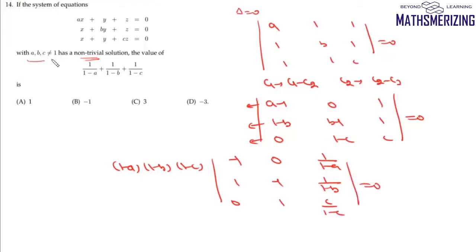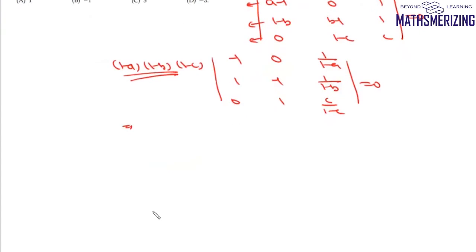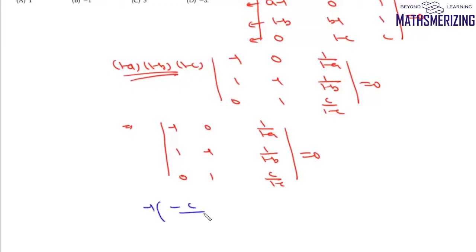Now in the question it says A, B, C, they are unequal to 1. So this cannot be 0. That means the only option that we'll have here is this determinant, minus 1, 0, 1 upon (1 minus A), 1, minus 1, 1 upon (1 minus B), 0, 1, C upon (1 minus C). This determinant should be 0. Now we'll expand this determinant. We'll get minus 1 times (minus C upon (1 minus C)) and minus (1 upon (1 minus B)) plus 1 upon (1 minus A) into 1. It is equal to 0.